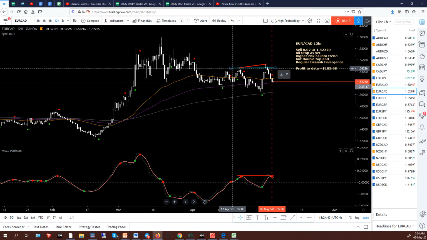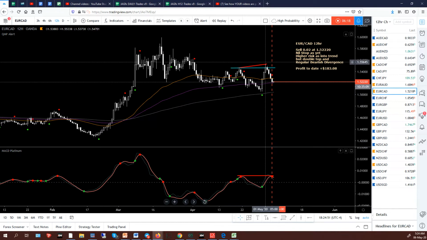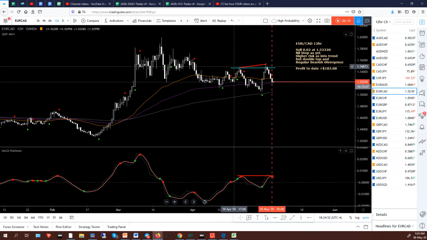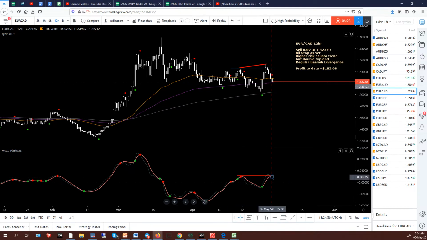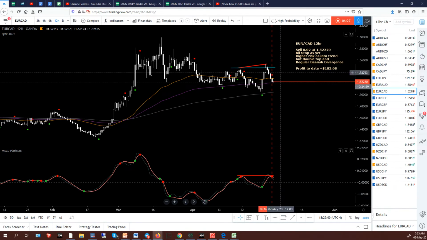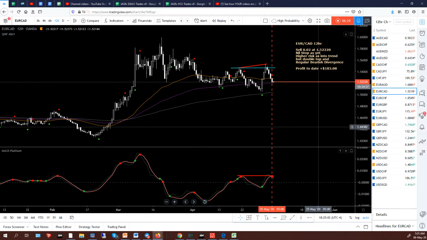Remember, resistance levels are a level, not an actual price. So double top is a level, not a price, whereas divergence is generally one peak to another. So they can be both the same. And look at the MACD Platinum, it's pretty flat, it's above the 0 level. Look, it is a high risk trade, but it's worth a shot. That's Euro CAD sell.